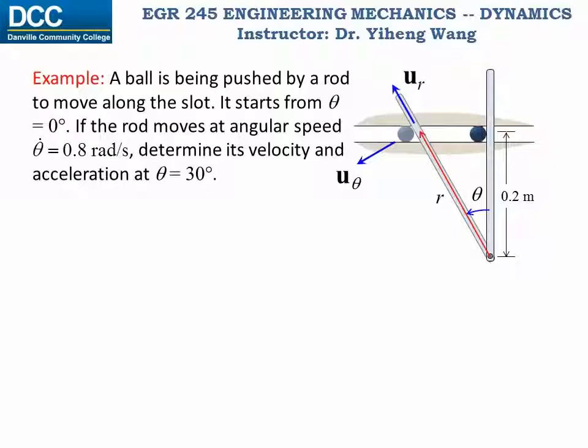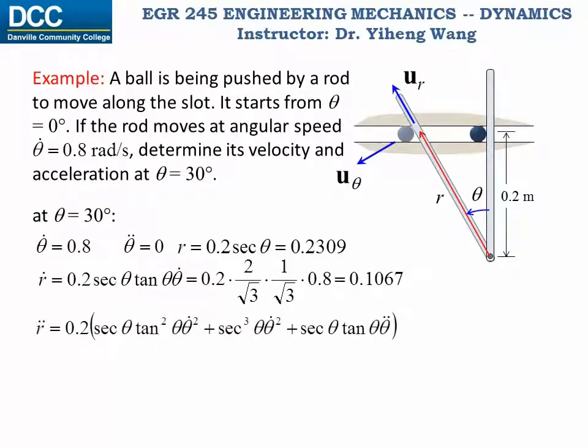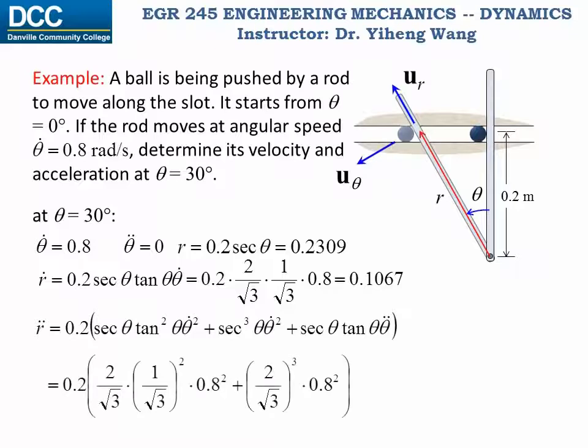Now we have all the functions. We can start to do the evaluation at theta equals 30 degrees. Theta dot, the angular speed, is given, and because it is a constant, the angular acceleration is 0. r is calculated by 0.2 times secant theta, theta being 30 degrees. r dot is evaluated by this function that we derived. r double dot is evaluated by this function that we derived.